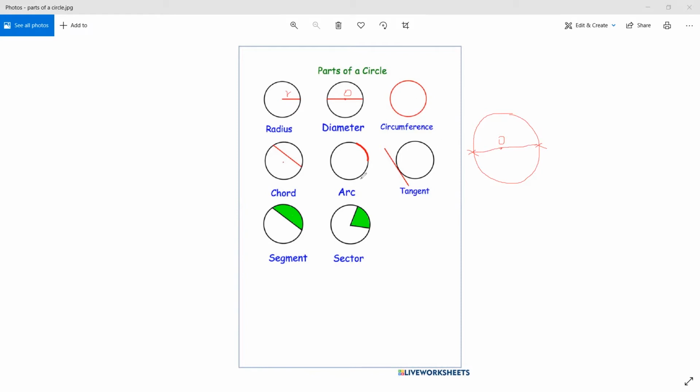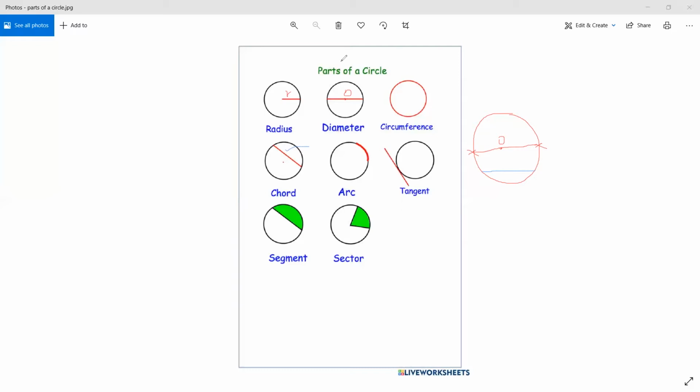Okay, so let's look at a chord. A chord is a line that is joining one part of the circumference to the other, but it does not pass through the center of the circle. An example of a chord would be this. And in this diagram right here, this red line is your chord.